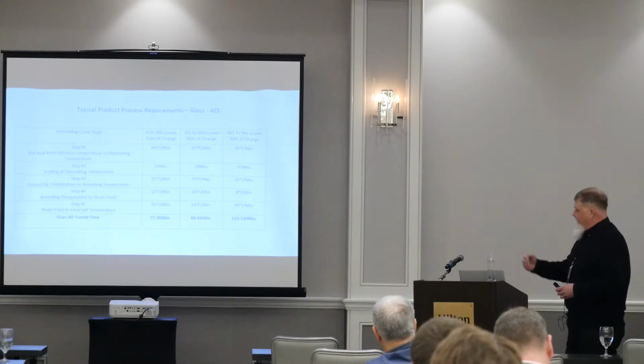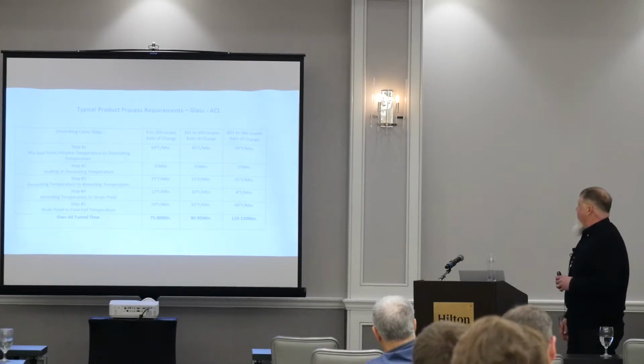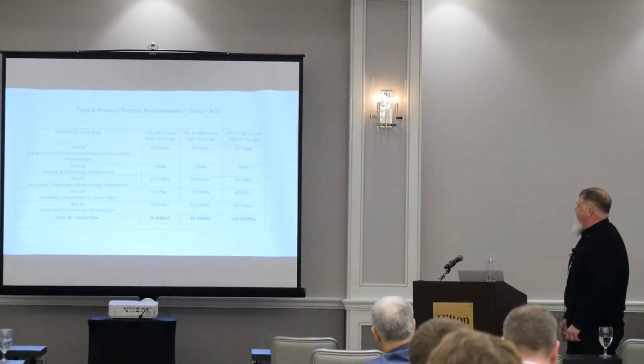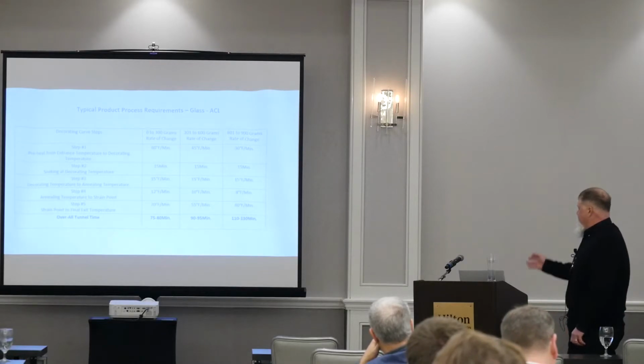So what you can do with that is look at your product mix, what you're running. You can go through the simple steps of calculating the belt speed, figuring out your tunnel time, which is just taking the overall length of your leer and your belt speed, which is in inches per minute. You convert the length of the leer in feet to inches and divide it by the speed of the belt, and that gives you your tunnel time.